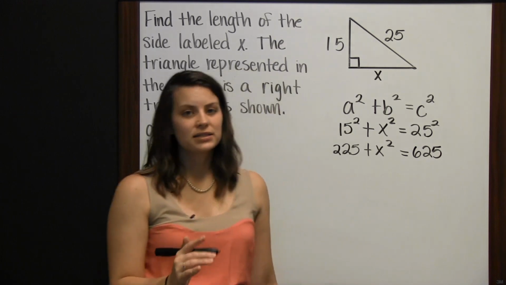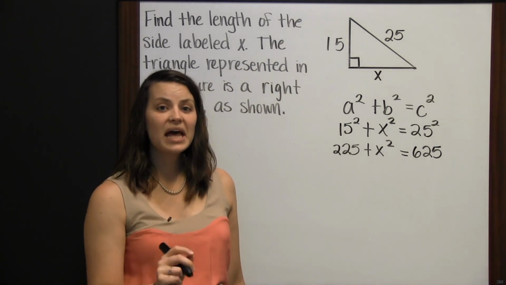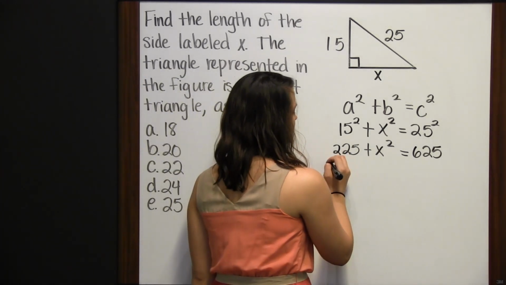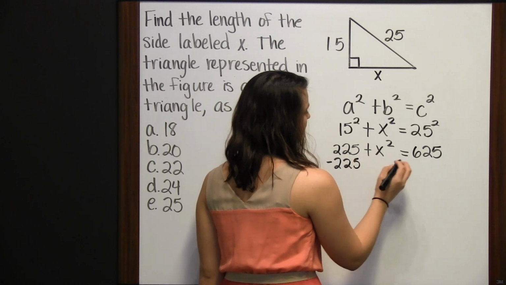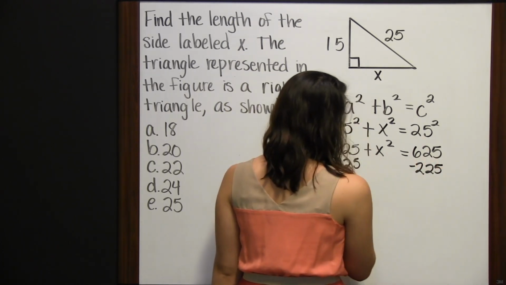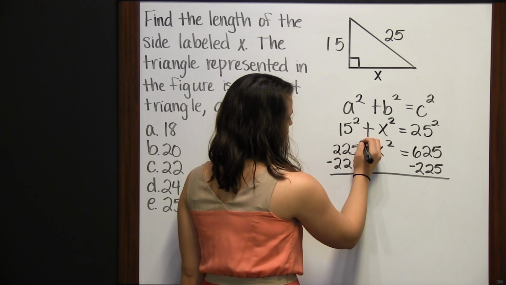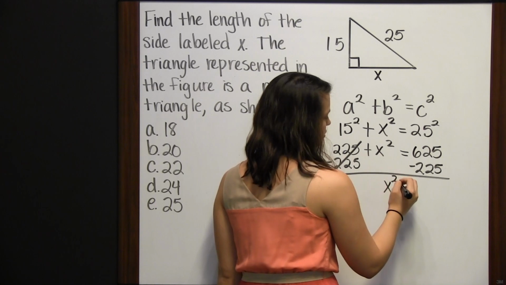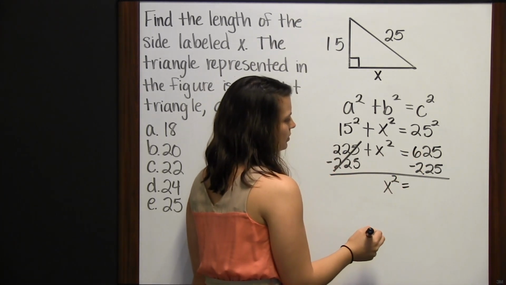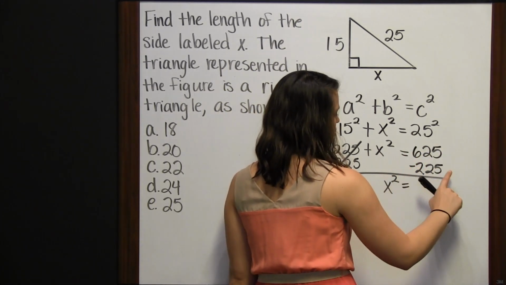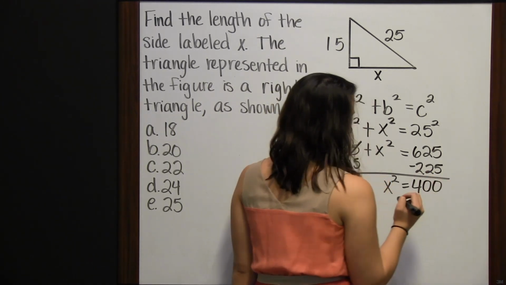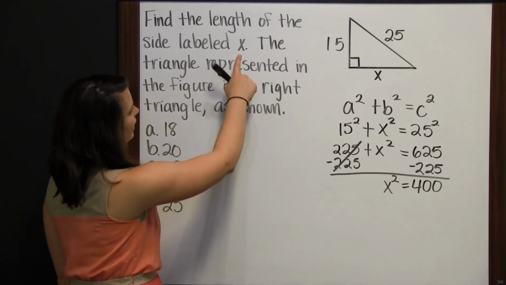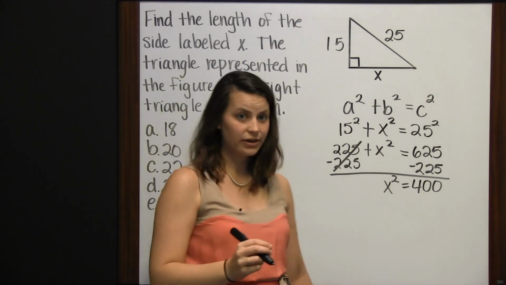Now we're trying to find what x is, which means we need to get x alone. To do that, the first thing we need to do is subtract 225 from both sides. 225 minus 225 is 0. Bring down the x squared term, bring down the equal sign, and 625 minus 225 is 400. And we're almost done.